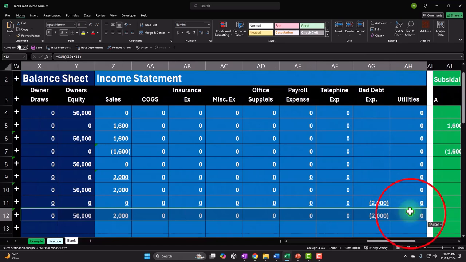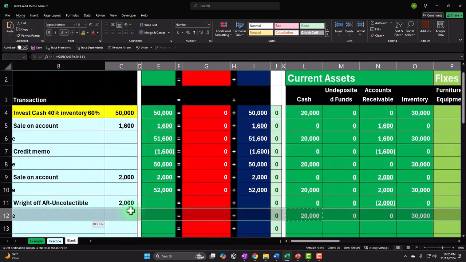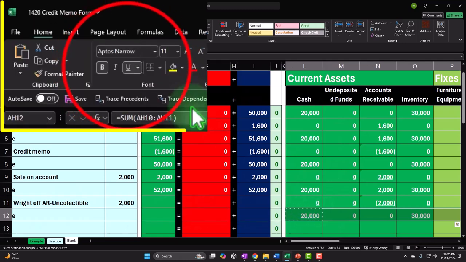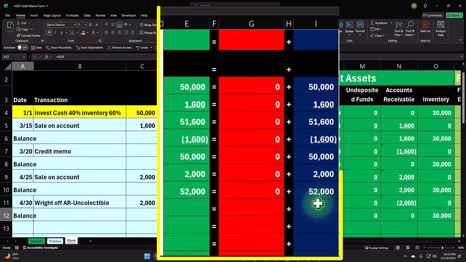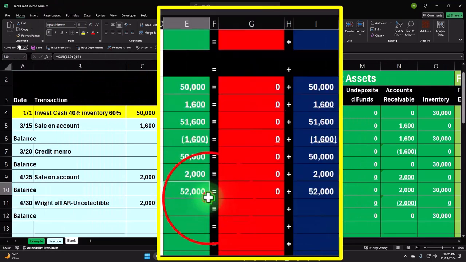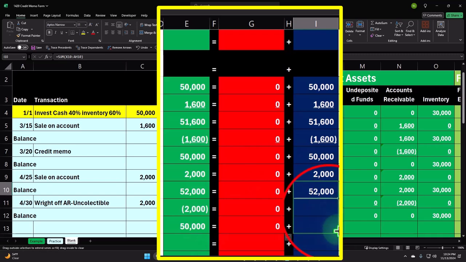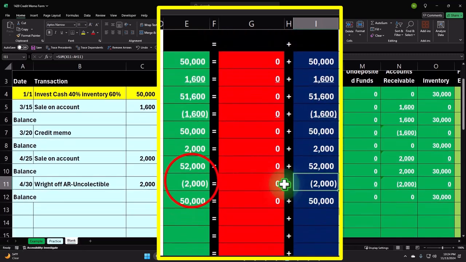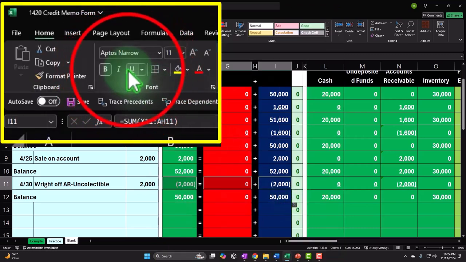Paste the formula. And then I'm going to get rid of the underline. And okay. So now let's copy this down. So now we see it reverses here, just like we saw before. And we'll copy this down. Nothing happened there. And it reverses over here. Same thing from the equity standpoint, but it's impacting the expense instead of the income. All right, let's put an underline under that one.